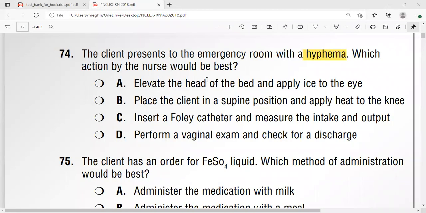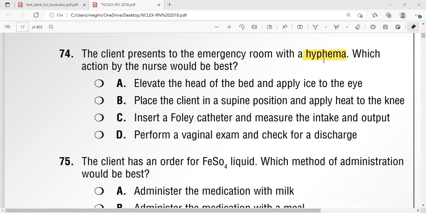Before I answer, I want to tell you what a hyphema is. A hyphema is the presence of blood in the space between the cornea and iris in the eye. So a hyphema is when blood collects inside the front of the eye, between the cornea and iris. The blood may cover part or all of the iris and pupil.